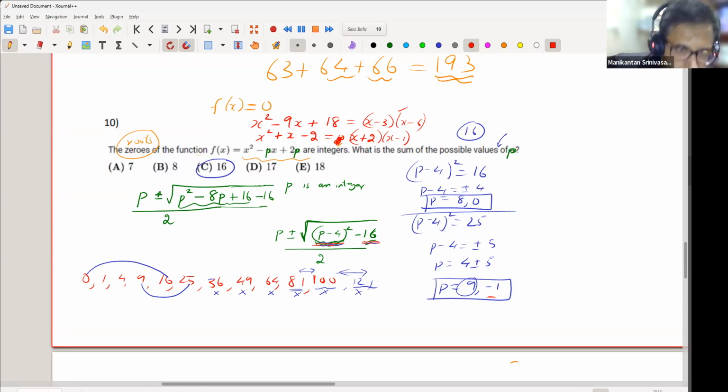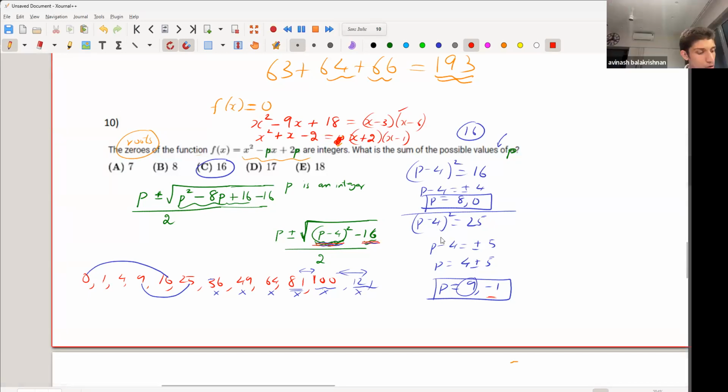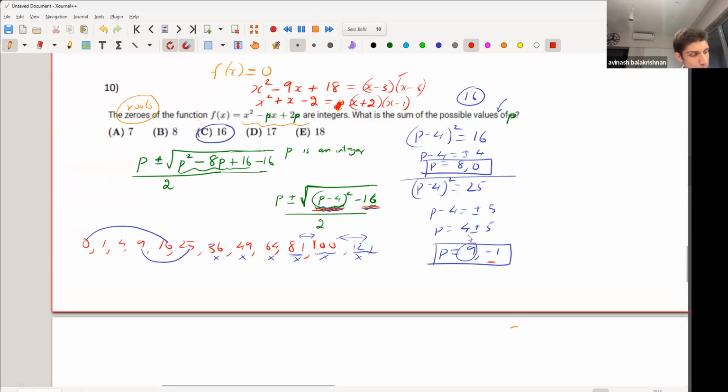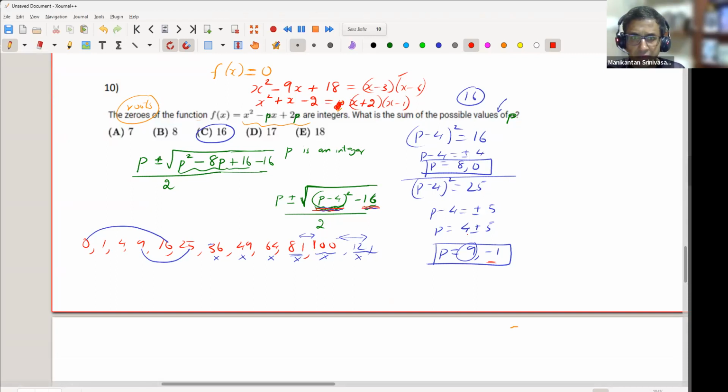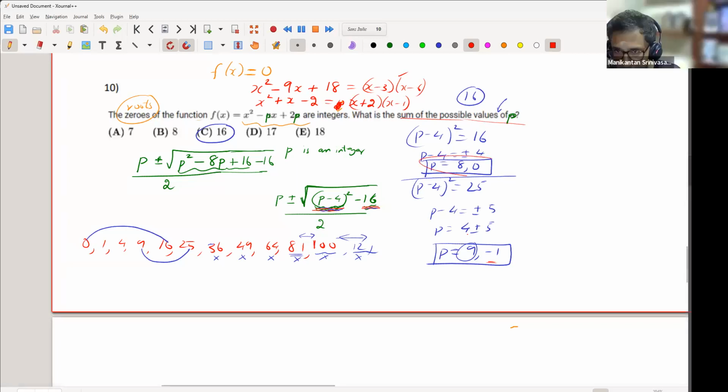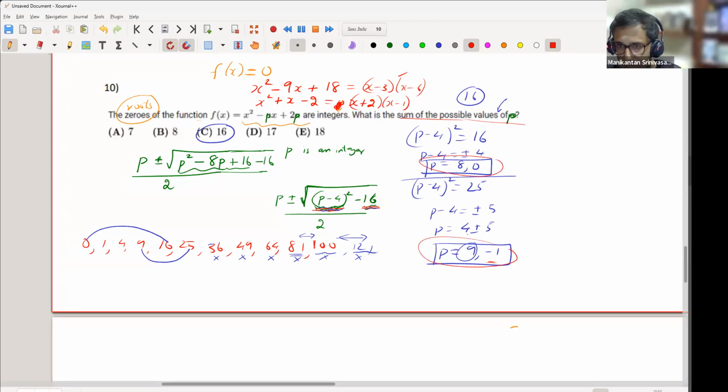Yeah, okay. Should we try all of these different options for P? No, we don't have to. Because we have to find the roots, no? No, we don't have to find the roots. We only have to find the sum of the possible values for P. Oh, okay. Right. So our matter is done here itself. 8, 0, 9, minus 1. These are the values for P. So the sum is 16.